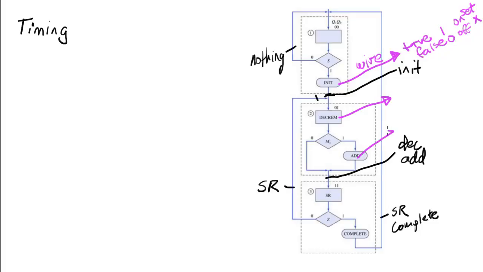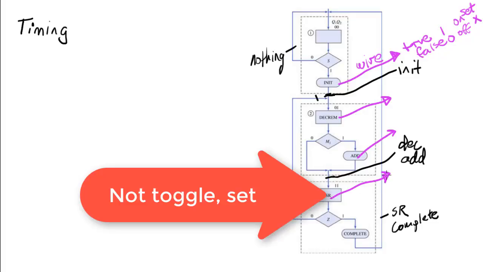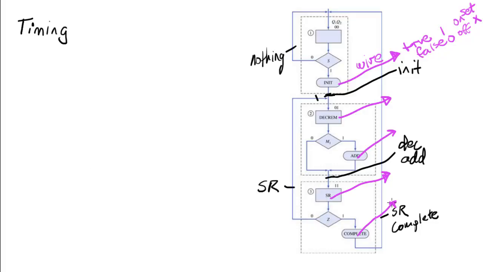Add's value triggers whether we add or not. This path we're not going to add. This path we are going to add. This wire right here toggles shift right. And this one is a wire that toggles complete. So the outputs of our algorithmic state machine are telling other circuits what to do. They don't do it themselves.